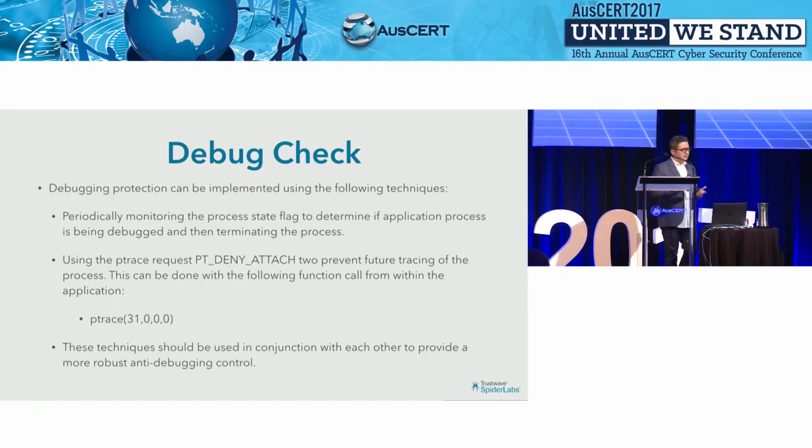It can be implemented using a couple of techniques. Periodically monitoring the process state flag to determine if the process is being traced, and then terminating the process. There's a ptrace request, PT_DENY_ATTACH, that would prevent future tracing of the process as well, and that function, called ptrace 31, is how you do that. These techniques should be used in conjunction with each other to provide a more robust anti-debugging control. So you don't do one or the other, right? You have the PT_DENY_ATTACH, but you're still monitoring the process state flag to see if it's being traced.